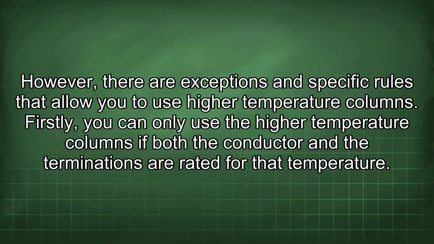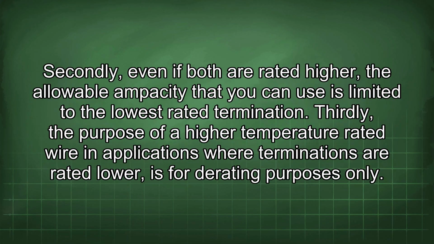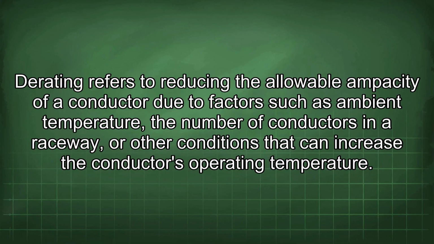Firstly, you can only use the higher temperature columns if both the conductor and the terminations are rated for that temperature. Secondly, even if both are rated higher, the allowable ampacity that you can use is limited to the lowest rated termination. Thirdly, the purpose of a higher temperature rated wire in applications where terminations are rated lower is for derating purposes only. Derating refers to reducing the allowable ampacity of a conductor due to factors such as ambient temperature, the number of conductors in a raceway, or other conditions that can increase the conductor's operating temperature.